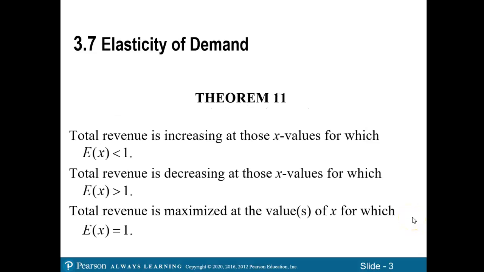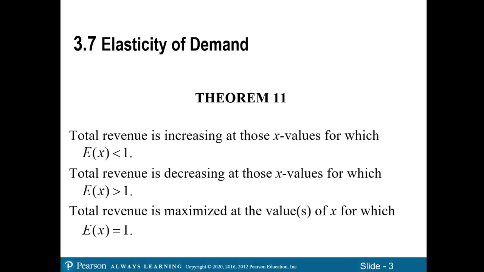The value of that function E, and how it relates to the value of 1, will tell you something about the values of x and your total revenue. Total revenue is increasing at the values of x for which the elasticity function is less than 1. So when your elasticity value is less than 1, then revenue is increasing. In other words, raising the price by a small amount will increase the revenue.